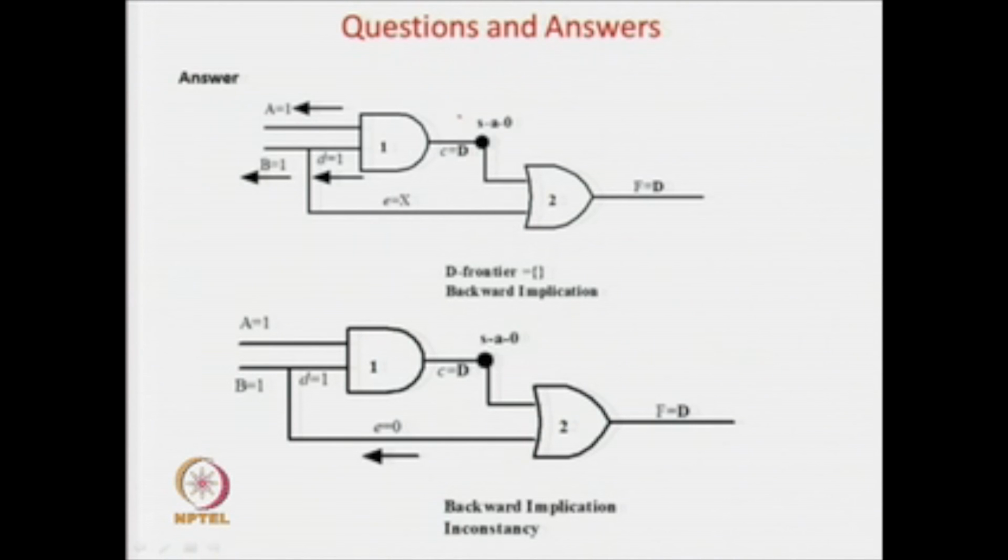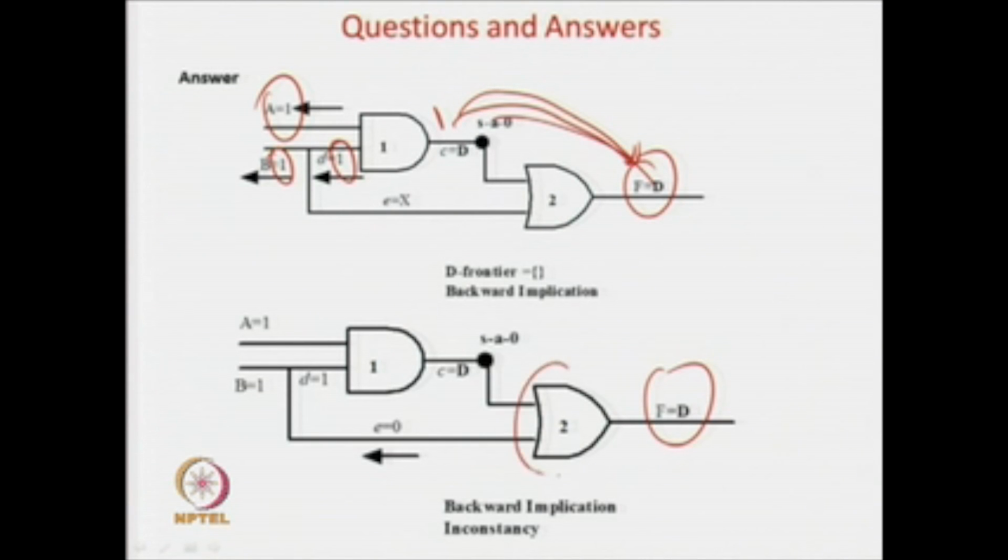Correct. So, now what have you done? Now you require a 1 over here. So, by backward implication of the J frontier, you can say that A is 1, D is 1. Again, by backward implication of this fan out, you require a 1 over here. And now, if you want to propagate this to the output, so this is D for the OR gate, this one will also be a D. Once you propagate this value here, there is no more D frontier, so that is very simple.